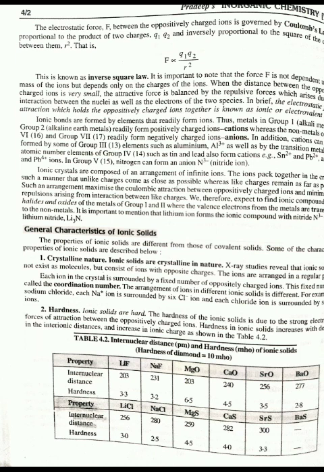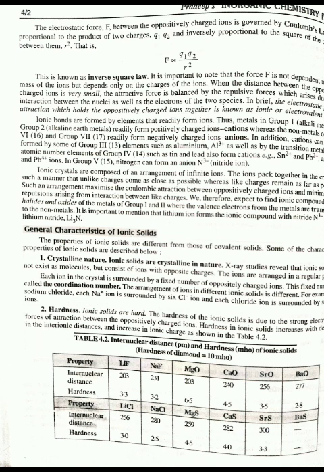Ionic crystals are composed of an arrangement of infinite ions. The ions pack together in the crystal in such a manner that unlike charges come as close as possible, whereas like charges remain as far as possible. Such an arrangement maximizes the Coulombic attraction between oppositely charged ions and minimizes the repulsion arising from interaction between like charges. We therefore expect to find ionic compounds in the halides and oxides of the metals of group 1 and group 2, where the valence electrons from the metals are transferred to the non-metals.